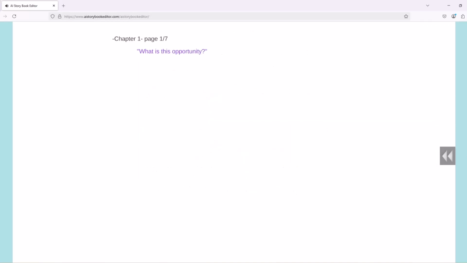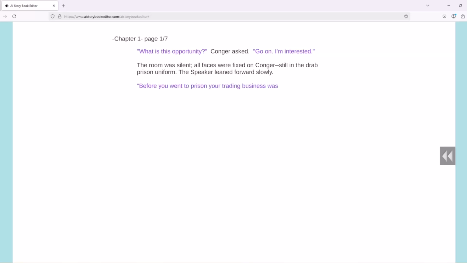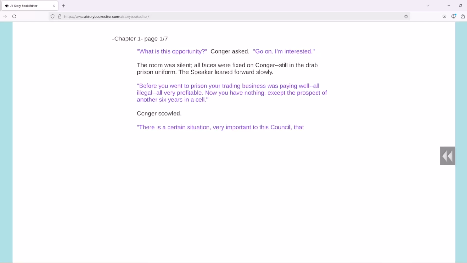What is this opportunity? Conger asked. Go on. I'm interested. The room was silent. All faces were fixed on Conger, still in the drab prison uniform. The speaker leaned forward slowly. Before you went to prison, your trading business was paying well, all illegal, all very profitable. Now you have nothing, except the prospect of another 6 years in a cell. Conger scowled. There is a certain situation, very important to this council, that requires your peculiar abilities. Also, it is a situation you might find interesting.